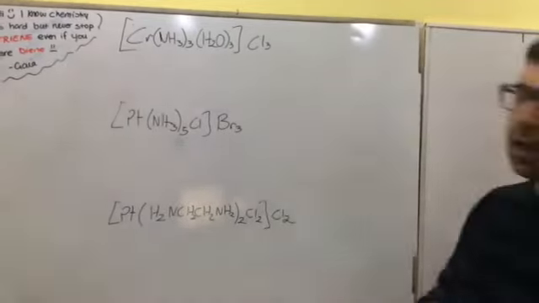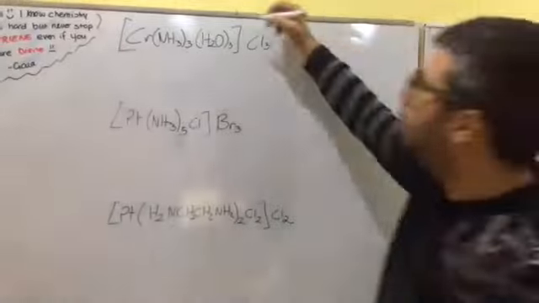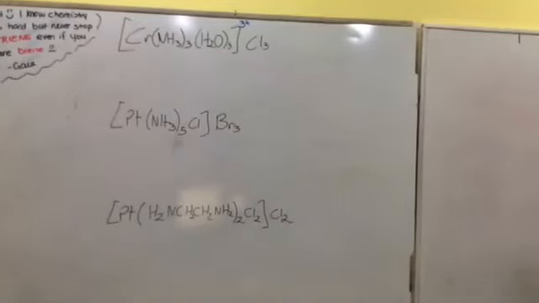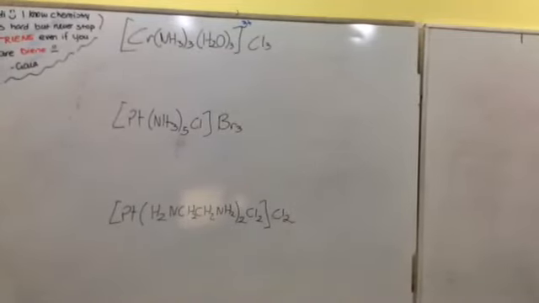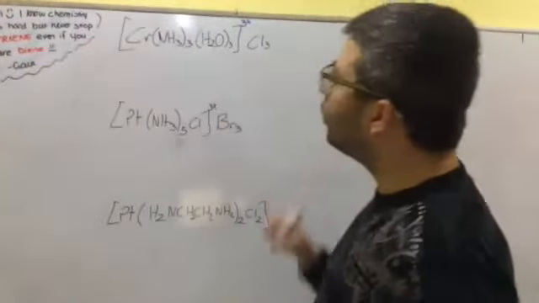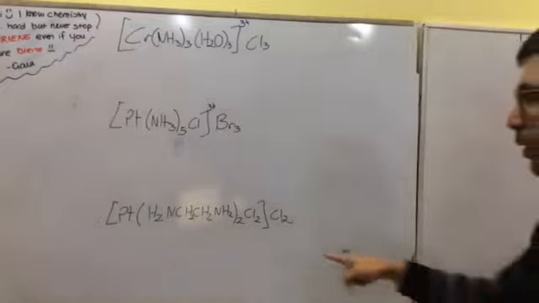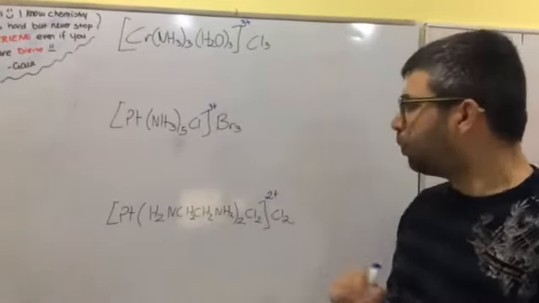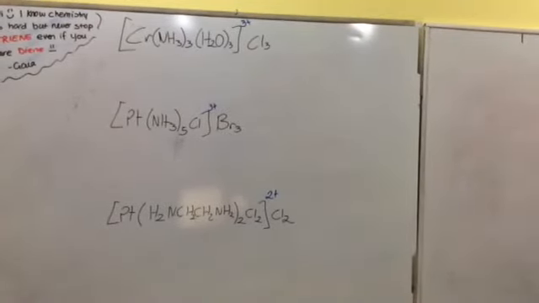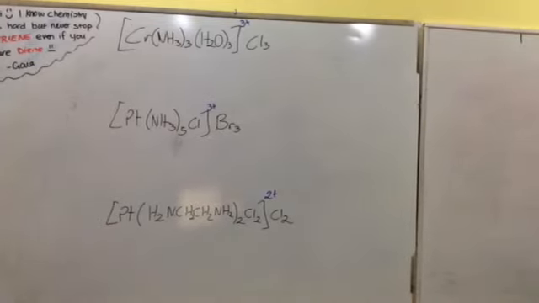For example, let's look at the first complex. The charge of the complex is 3+, because it requires 3 Cl- to be neutralized. The charge of the second one is also 3+, because it requires 3 bromines. And the charge of the last one is 2+, because it requires 2 chlorines. Now, apart from that, then we will find the name, okay?